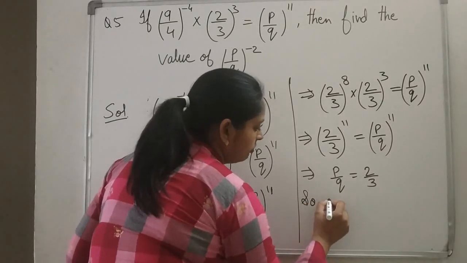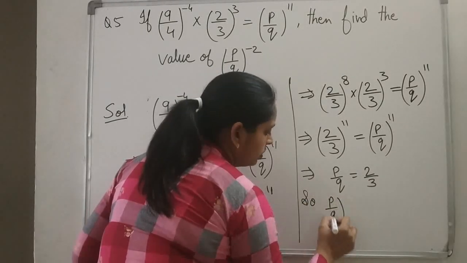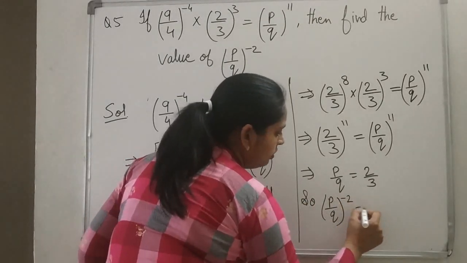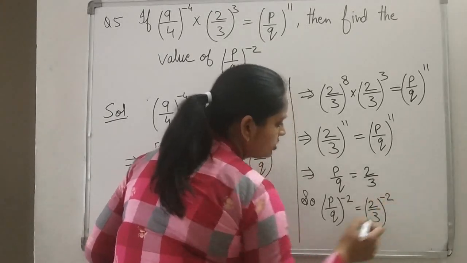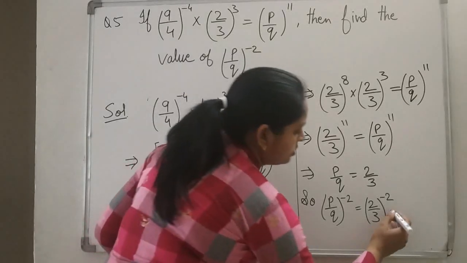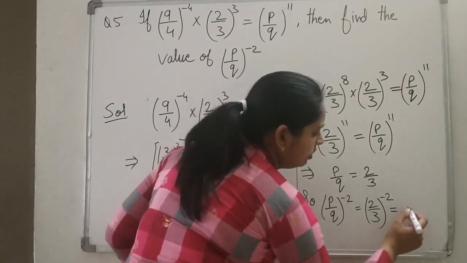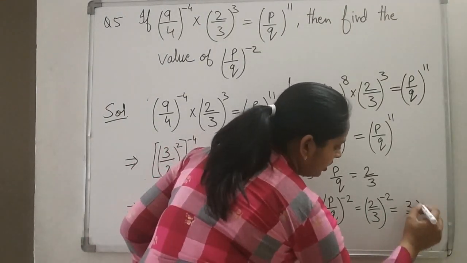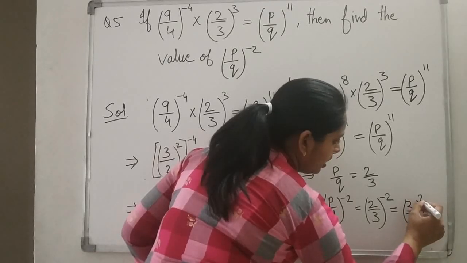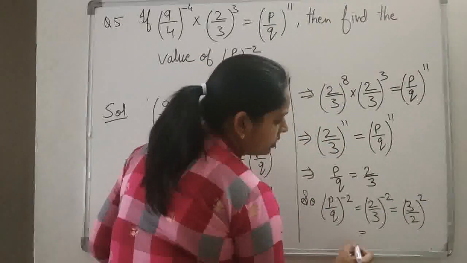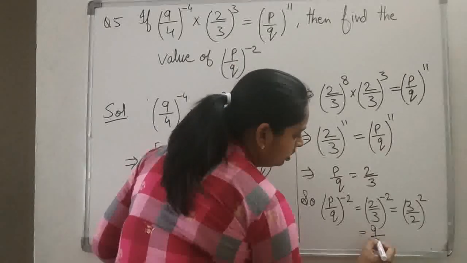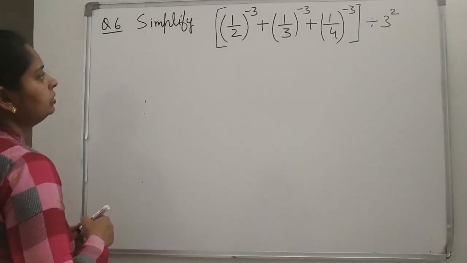So (P by Q) to the power minus 2 will give you (2 by 3) to the power minus 2. Fine. So we have to get the value for this. So how to get the value? By taking the reciprocal and making the power positive, so that we can get the value. (3 by 2) whole squared is how much? 9 upon 4. So this is your answer.